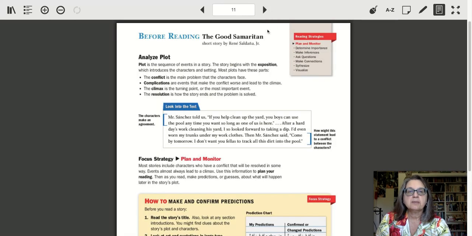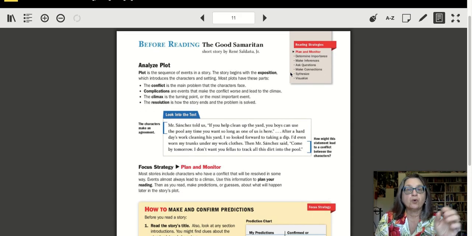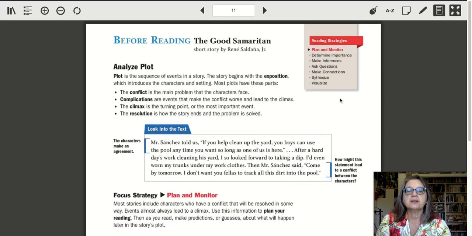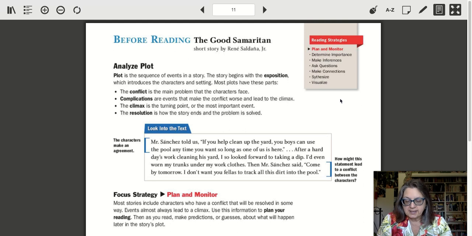And now let's talk about what you should do before reading. So you need to analyze the plot. And plot is the sequence of events in a story. Story starts with the exposition, so it kind of gives you preparation of what's going to happen. It tells you who the characters are in the story and the setting, where the story takes place, and the time that it takes place.